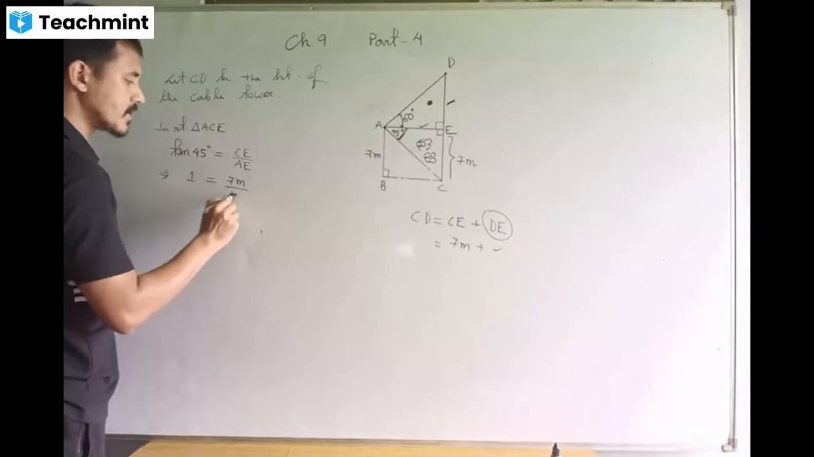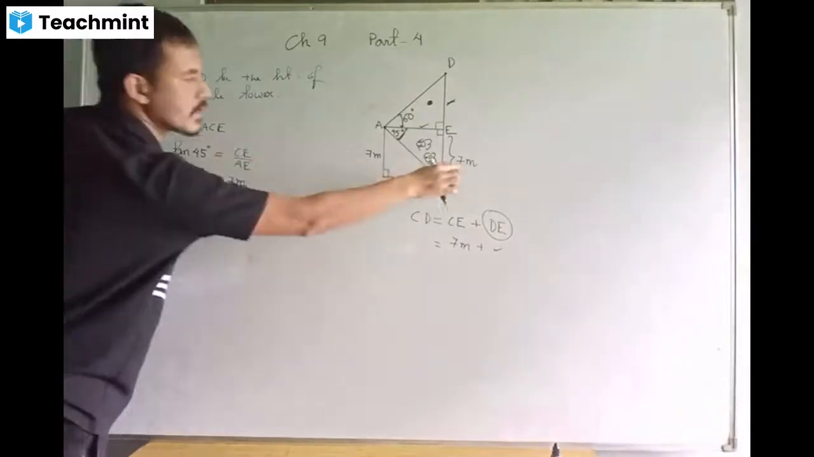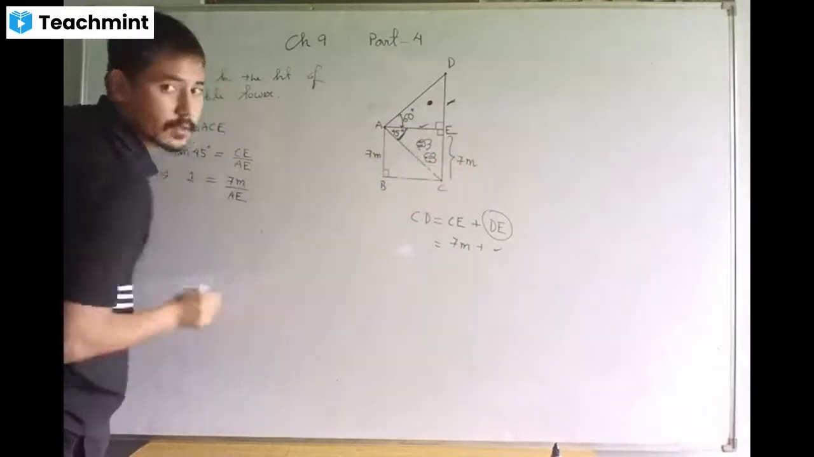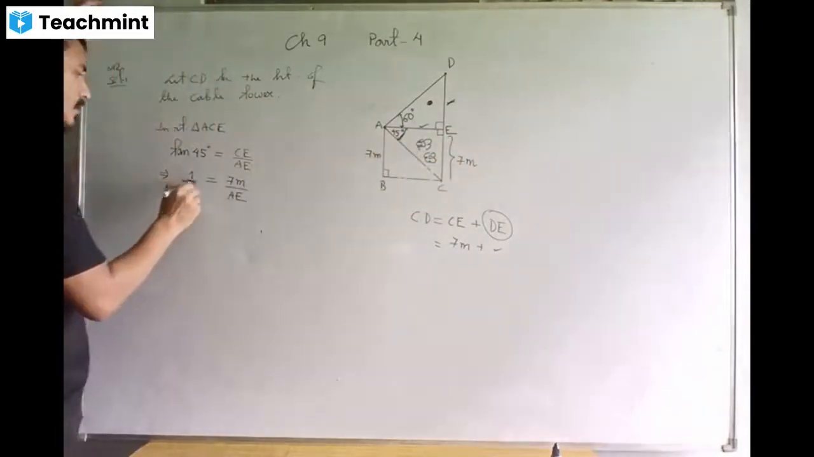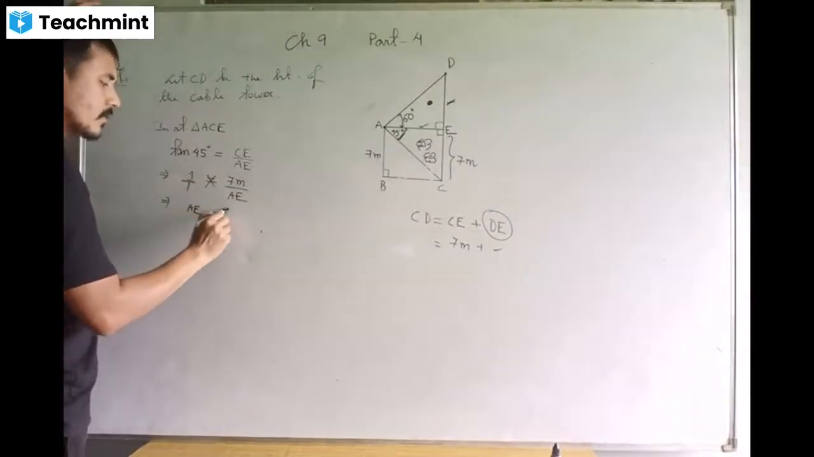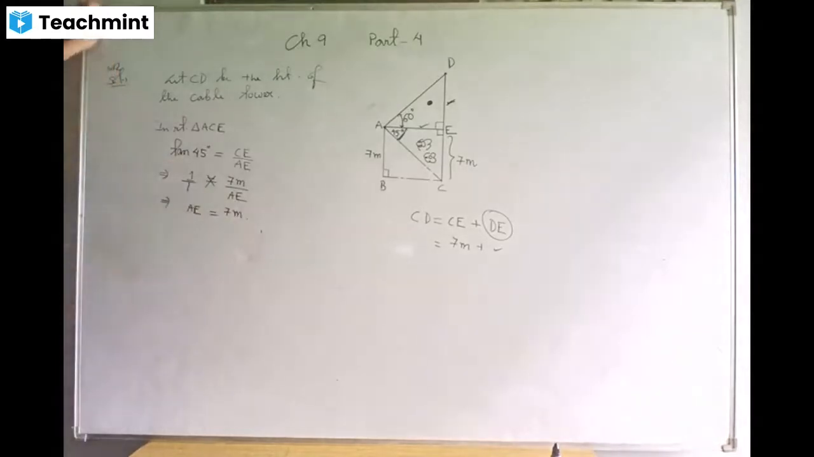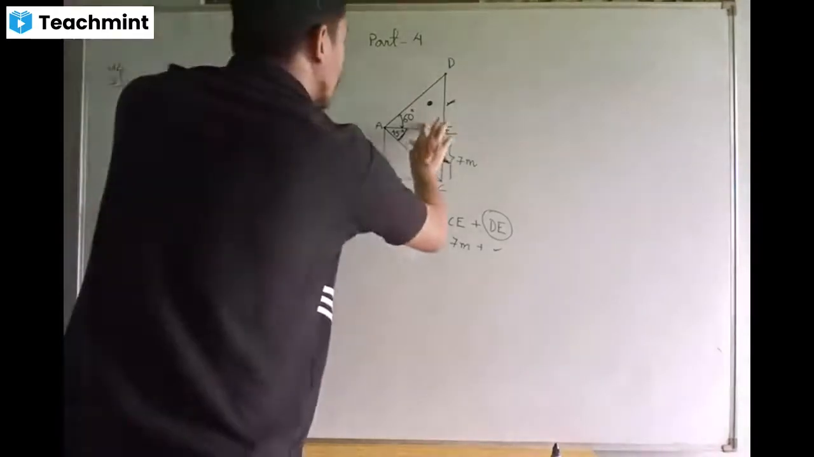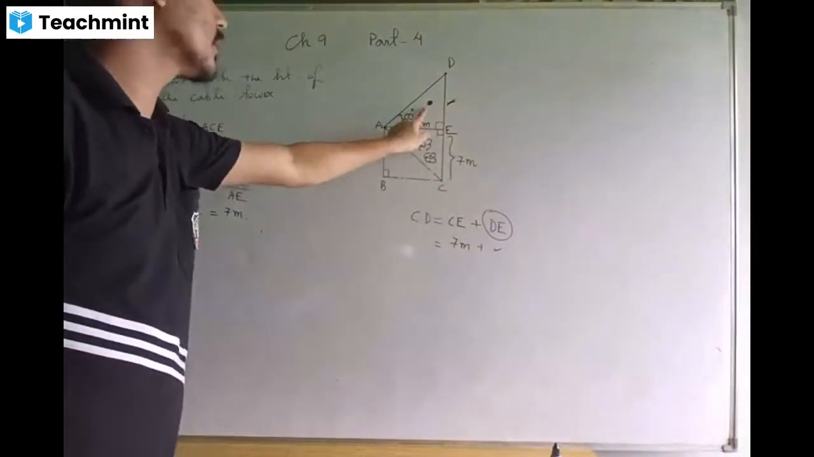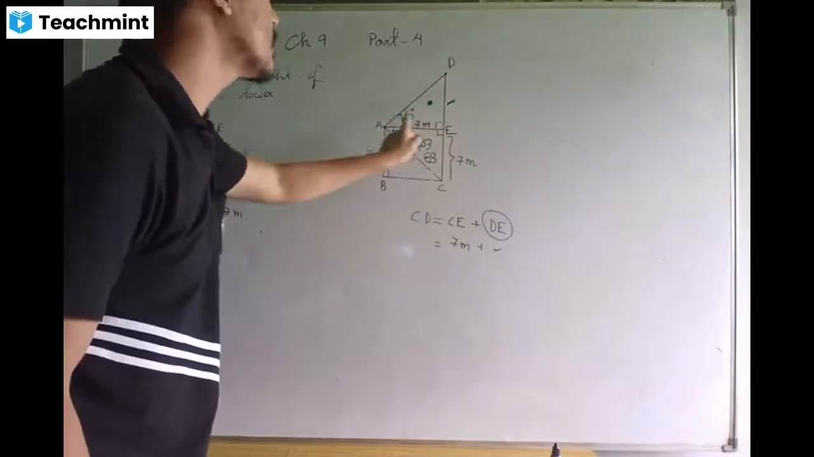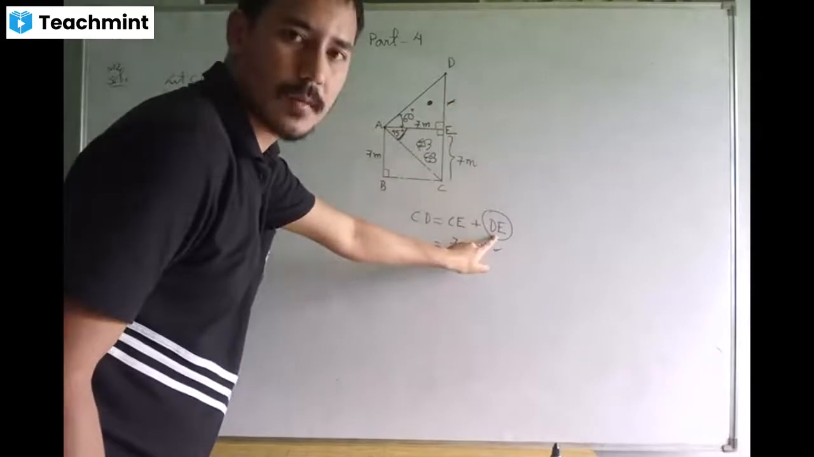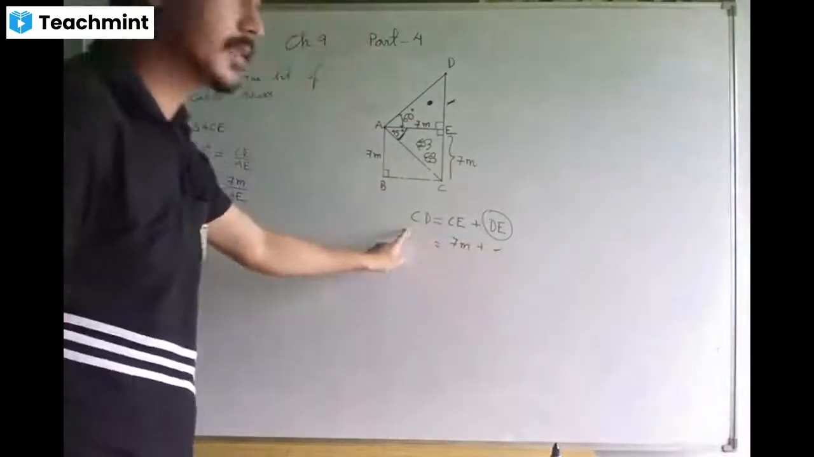and AE is unknown. You need to mention why CE is 7, because AB and CE are equal opposite sides of a rectangle, all right? So if you cross multiply, AE would be equal to 7 meters. So we have obtained AE, which is 7 meters. Now, using the upper right triangle ADE, I'm going to find DE. Once you find DE, you add them up, you get CD.